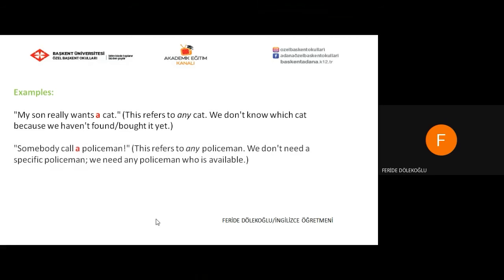We will see more examples here. My son really wants a cat. A cat. This refers to any cat. We don't know which cat because we haven't found or bought it yet. Somebody call a policeman. This refers to any policeman. We don't need a specific policeman. We need any policeman who is available. So here, the indefinite article describes things in general.